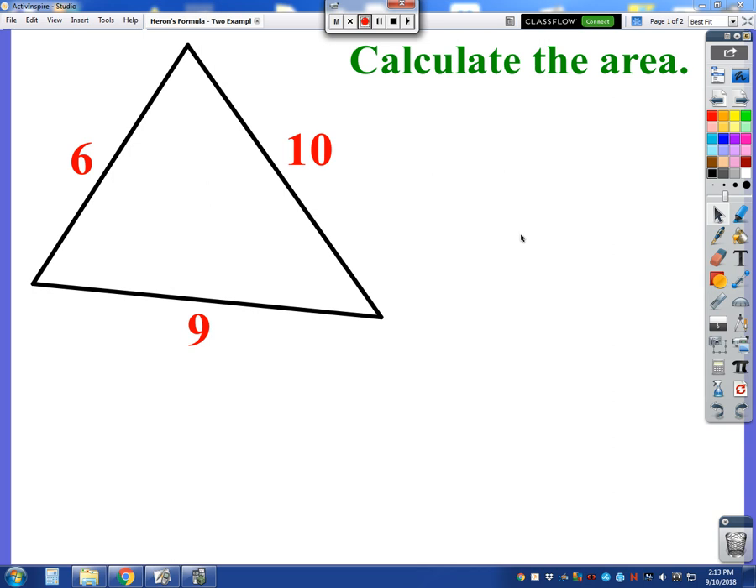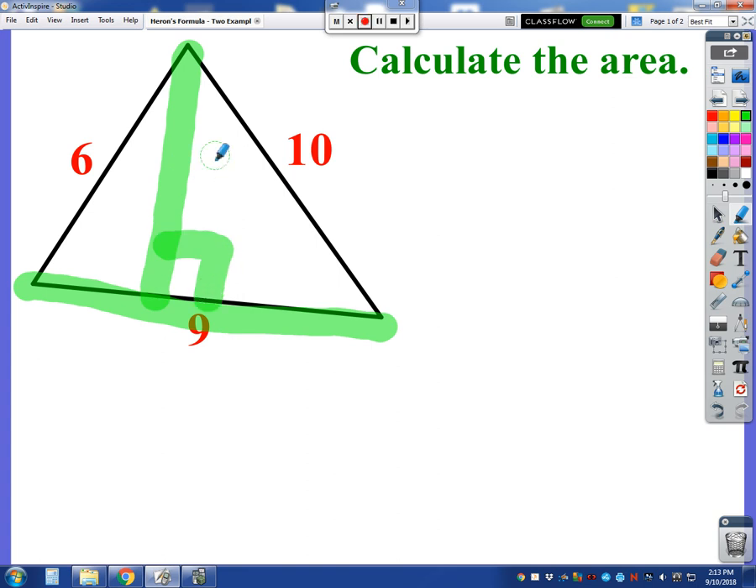All right, I'm going to go through two more Heron's theorem problems with you. So if I wanted to find the area of this triangle, my first thought would be, could I use 1/2 base times height? And so I could use 9 as the base, but the height would have to drop down and be perpendicular, and I have no idea what that number is.